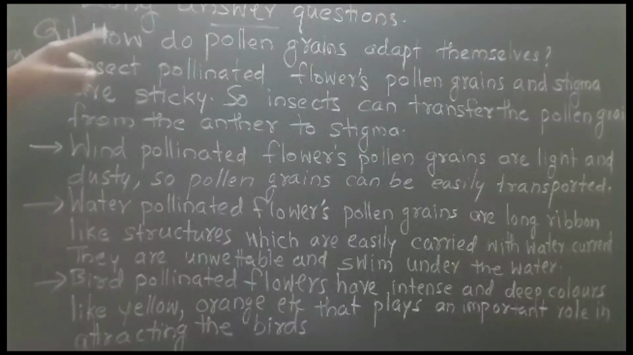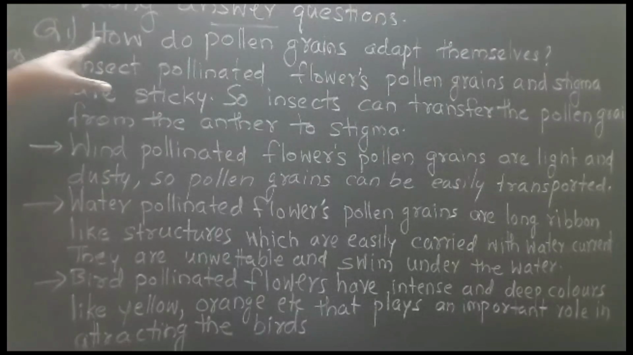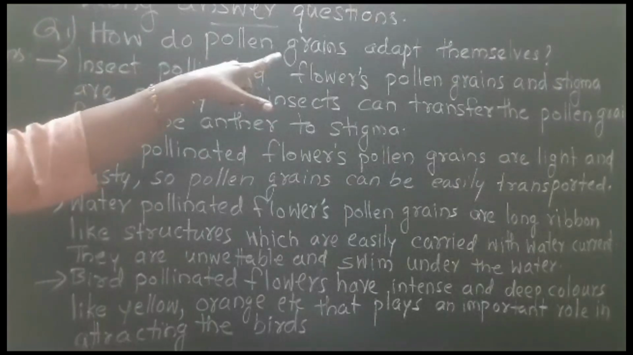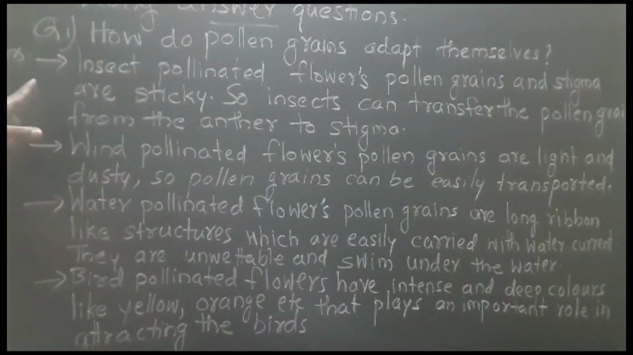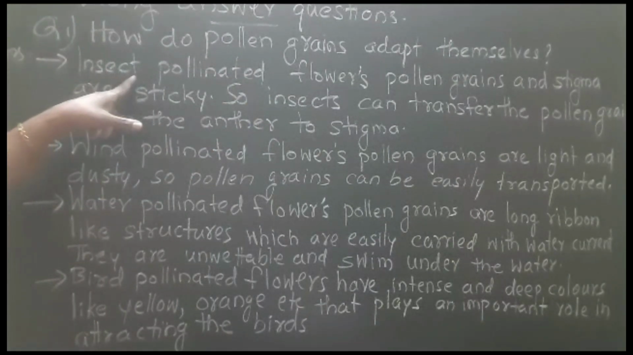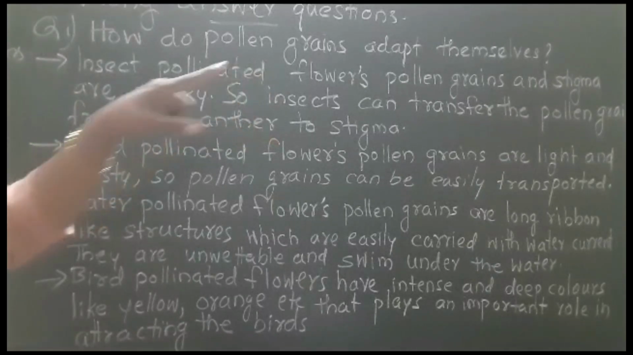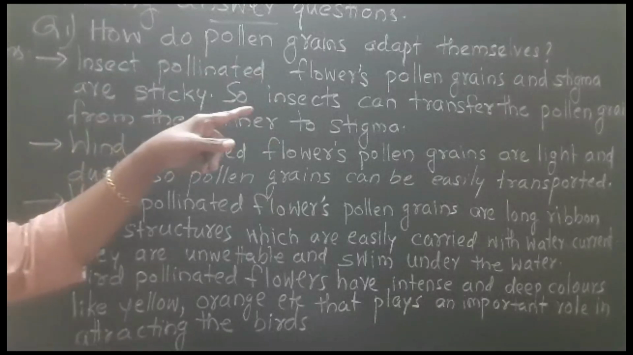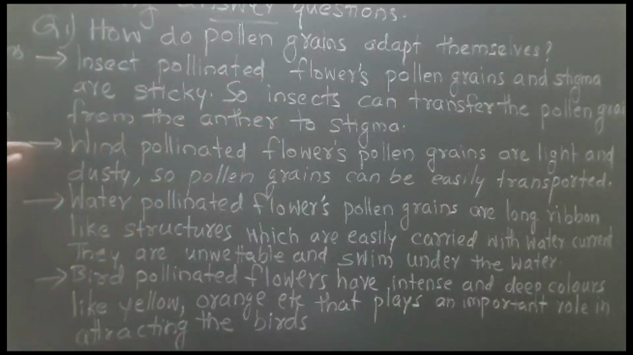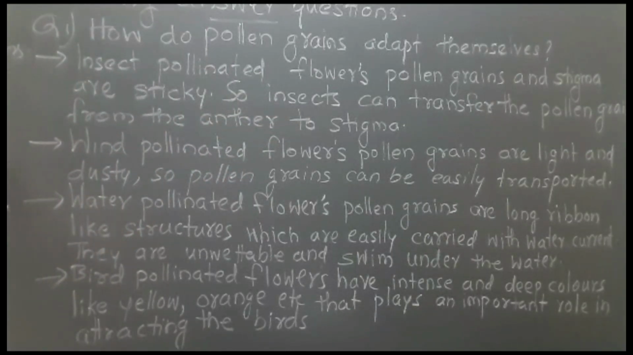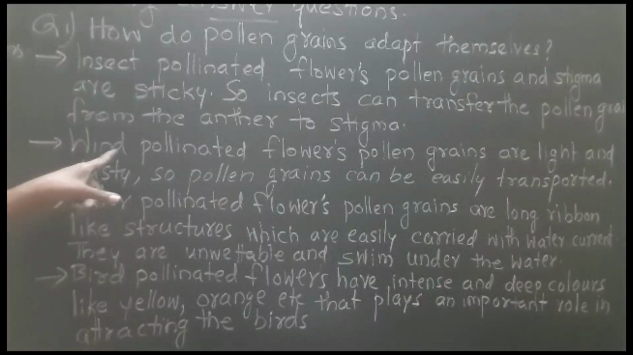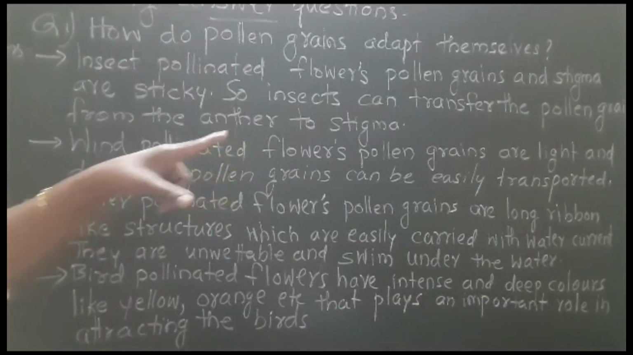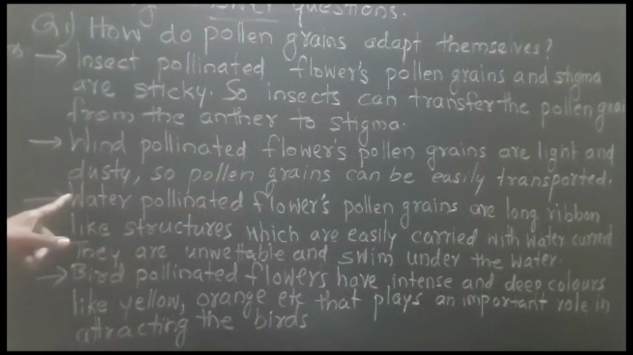Long answer questions. Question number 1. How do pollen grains adapt themselves? Answer. Insect pollinated flowers, pollen grains and stigma are sticky. So insects can transfer the pollen grains from the anther to stigma. Wind pollinated flowers, pollen grains are light and dusty. So pollen grains can be easily transported.